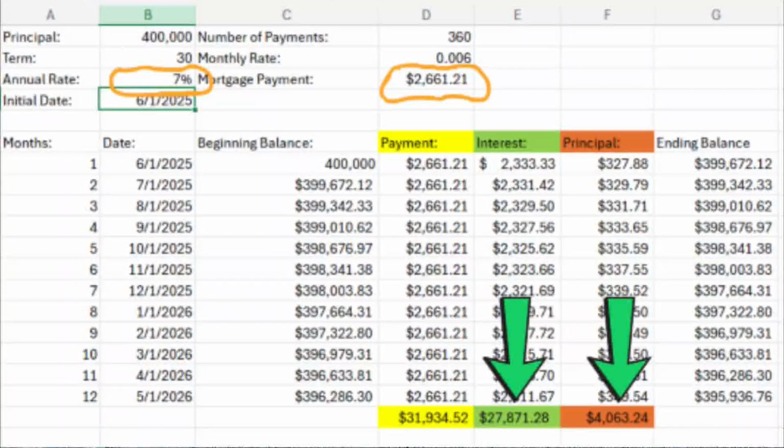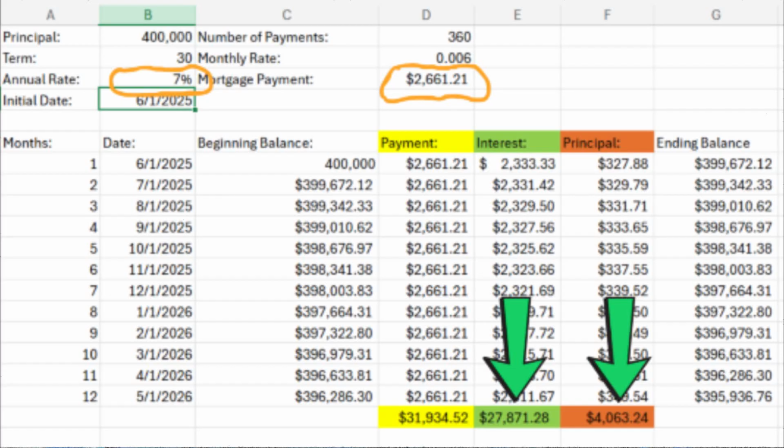Now, as we switch this to 7%, as we can see, the total payment you're going to pay is $2,661 per month. The interest amount is going to be $27,871. The total principal amount is going to be $4,063.